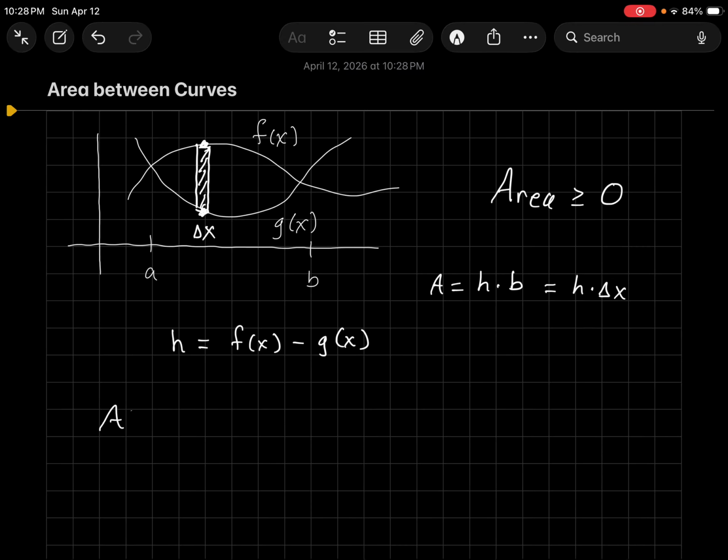So to find the area, we're going to shrink our rectangle size down to 0. We're going to sum all these really small rectangles together, whose height is f of x minus g of x, and whose base is dx. Now, where do we start making these rectangles? Way over here at x equals a, the first intersection point. Where do we stop making the rectangles? Way over at x equals b, the other intersection point.